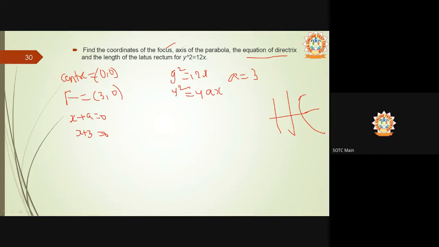Next, axis of the parabola. It lies on the x axis, so y is equal to 0. Simple, right? Since there is no y minus k here, it is just y is equal to 0. Next, what did they ask? Length of latus rectum. That is mod 4a. What will become? It is simply 12. Whatever the coefficient of x is, that will be your length of latus rectum. Clear how to solve the questions, very simple. Here they ask for all the parameters or just one of them, and we are doing all of them.